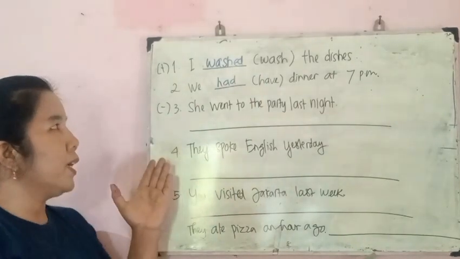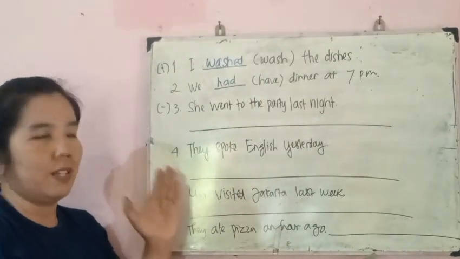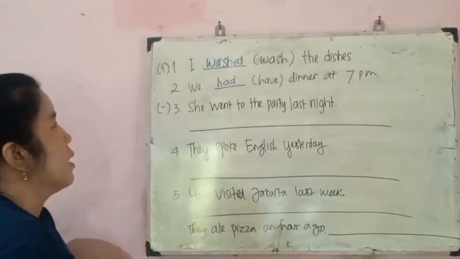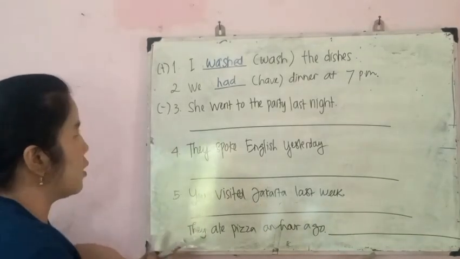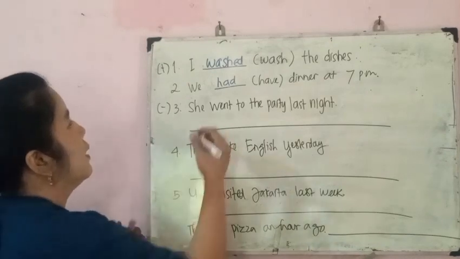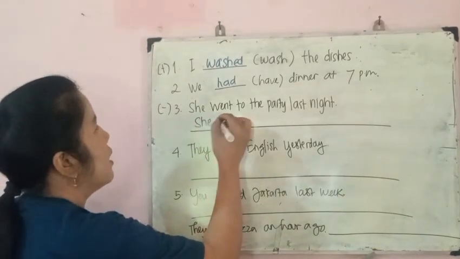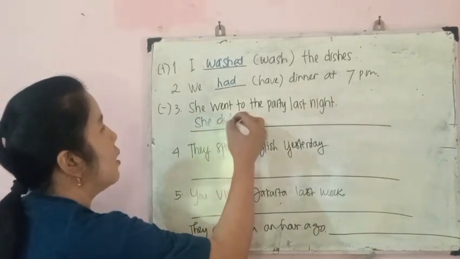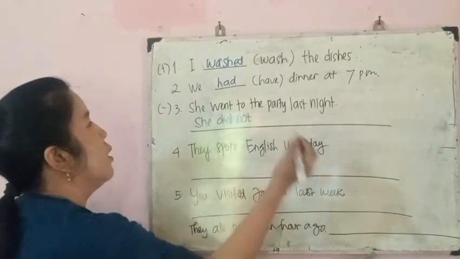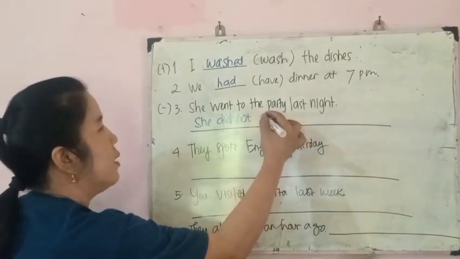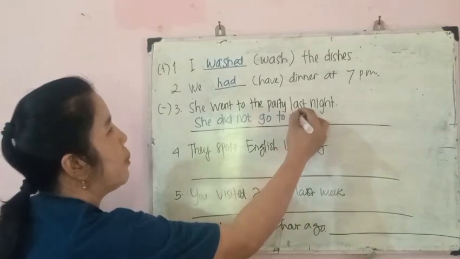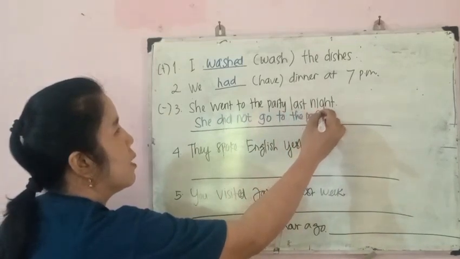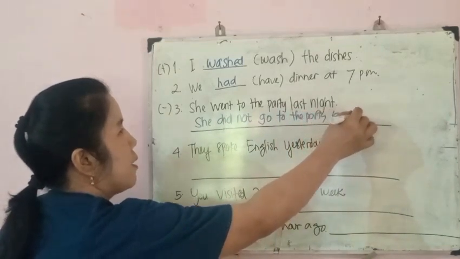Next, we make this sentence into negative. She went to the party last night. So, what is the answer? She did not, or didn't. We return to verb 1. Go to the party last night.